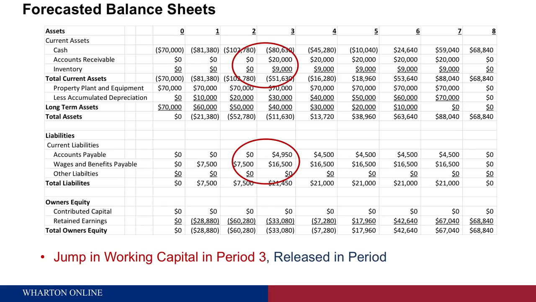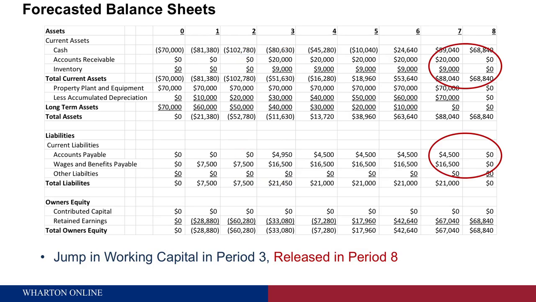Note that we've got a jump in working capital in year 3. That's when production starts. That's when we start to have inventory and receivables and things like that. This working capital is then released in year 8. Okay, that's when we collect on all of the remaining receivables, collect on the inventory, pay off the remaining payables and those kinds of things.